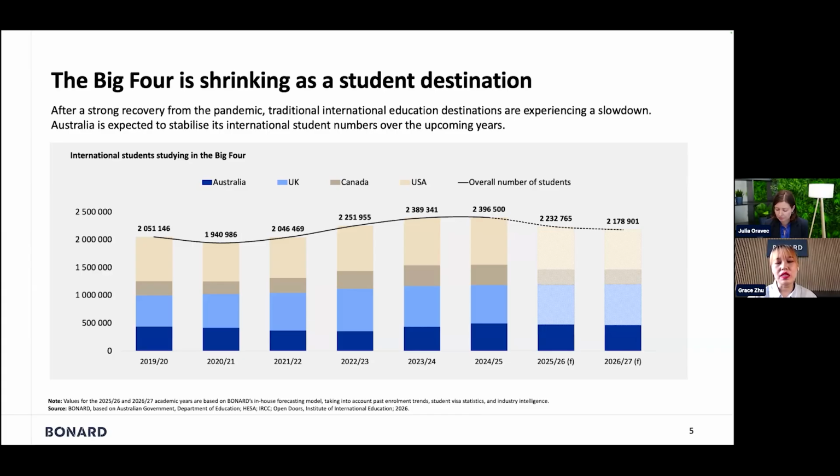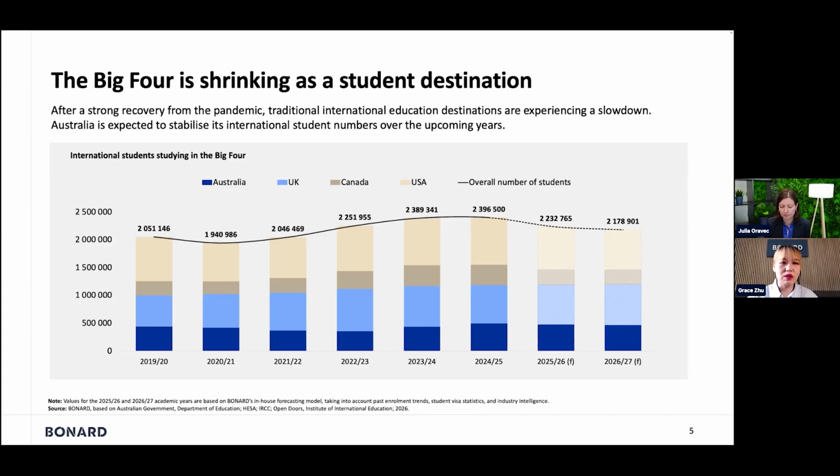What's important is that this slowdown is primarily being driven by the US and Canada, where we project enrollments will continue to fall. But looking at Australia specifically, the explosive growth is behind us, perhaps, but we expect the numbers to stabilize over the coming years.